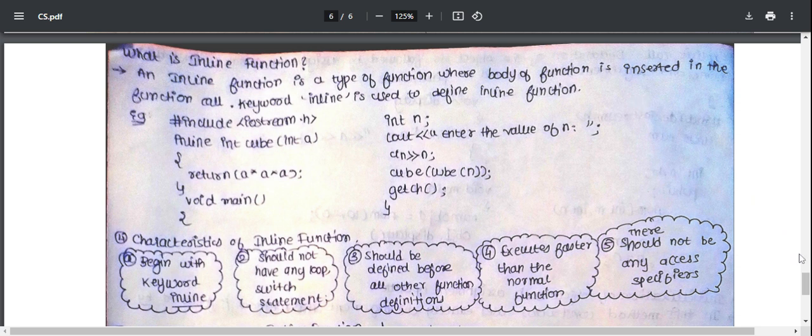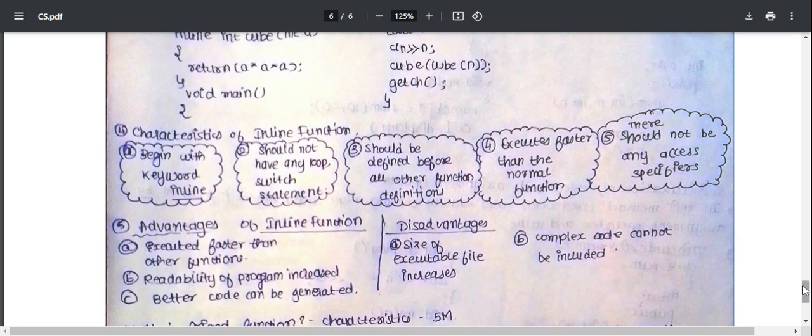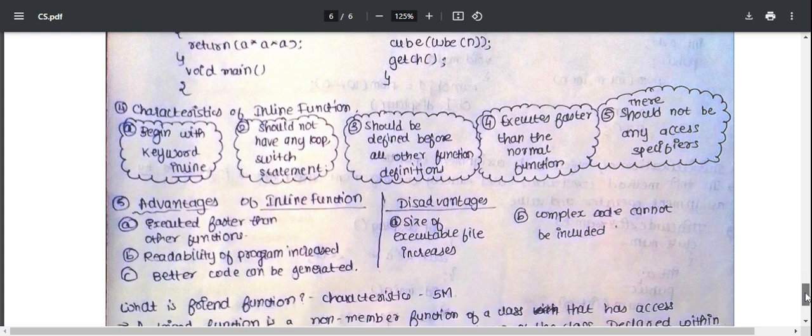Now coming to the characteristics of an inline function. We are almost done with this chapter: characteristics, advantages and disadvantages of inline functions, and then the last concept, that is what is a friend function. Characteristics of inline function are 5 points, 5 marks. Similarly, advantages and disadvantages of inline functions almost always come together. Advantages are 3 and disadvantages are 2, making 5 points, 5 marks.